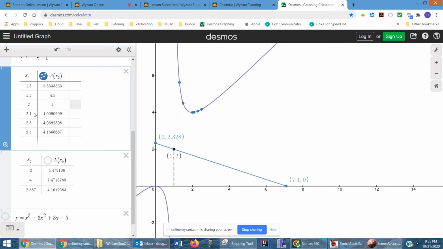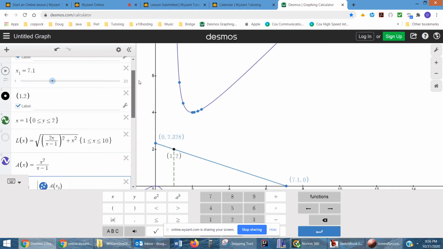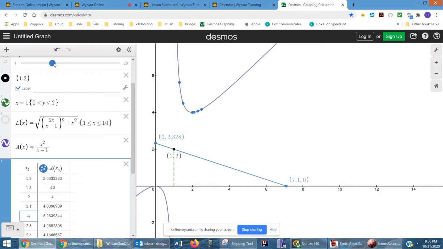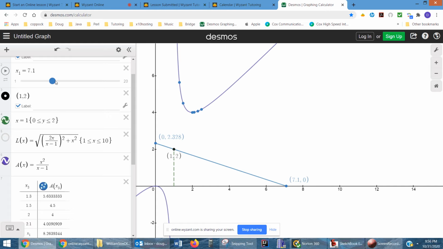And I actually meant to put x sub 1 in here. And so you can see if I slide x sub 1, the area gets bigger and bigger. Watch that x sub 1 there. Right now it's at 8. It just keeps getting bigger and bigger. If I slide it back towards 2, that's when the triangle has the smallest area, an area of 4.